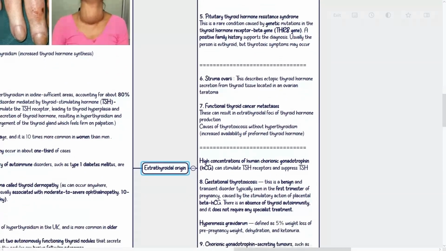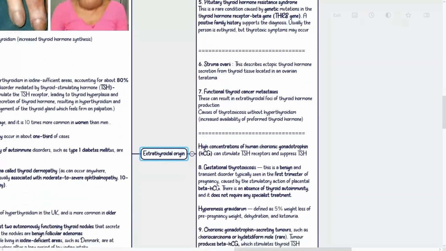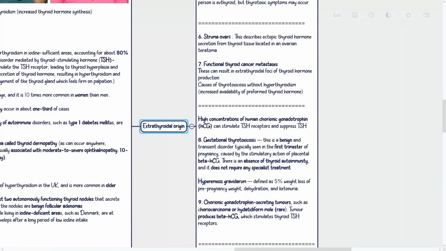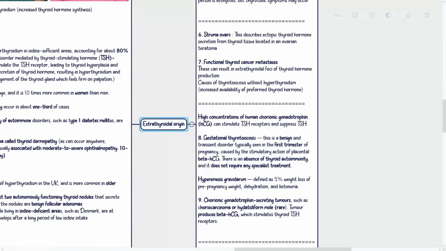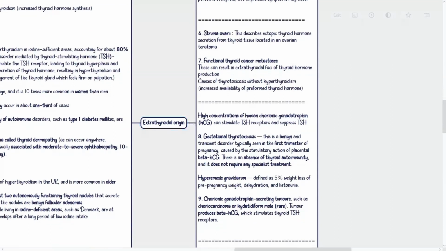5. Pituitary thyroid hormone resistance syndrome. This is a rare condition caused by genetic mutations in the thyroid hormone receptor beta gene. A positive family history supports the diagnosis. Usually the person is euthyroid, but thyrotoxic symptoms may occur. 6. Struma ovarii. This describes ectopic thyroid hormone secretion from thyroid tissue located in an ovarian teratoma.